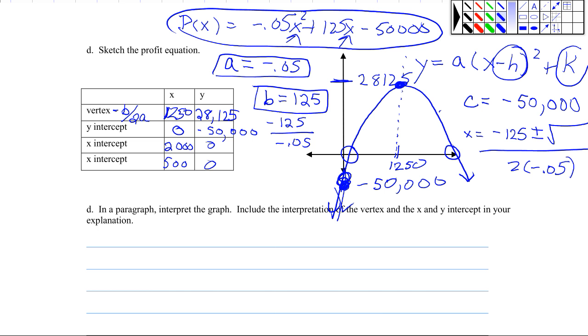Let's think about what this means. What's going on here? Well, here's the y-intercept. If the x-axis means the number of things you make and sell, the y-axis means your profit, then this point, 0, negative 50,000, means that if you make and sell 0 shirts, your profit will be negative 50,000. You will lose $50,000. Does this make any sense to you?